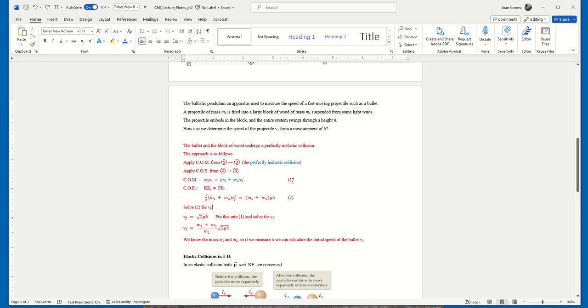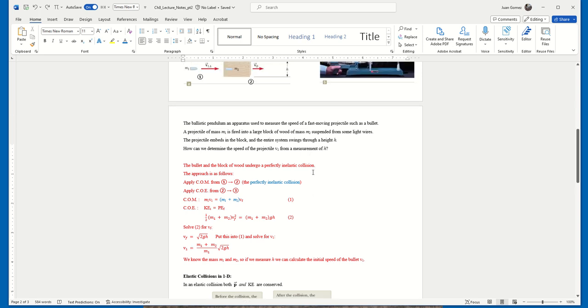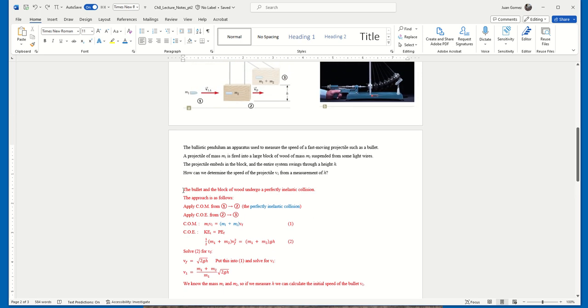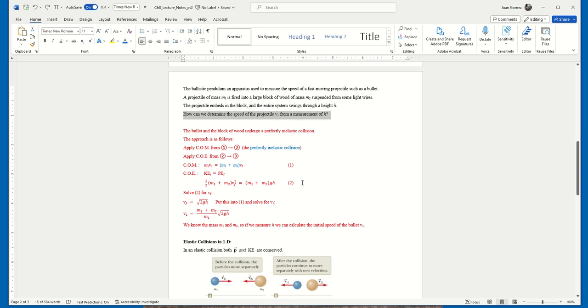So we have two equations, and right now we have two unknowns. Actually, let me go back. What we're looking for is the initial speed of the bullet. That's the goal. So we have equations 1 and 2, and two unknowns. We don't know v final, and we're looking for v1.